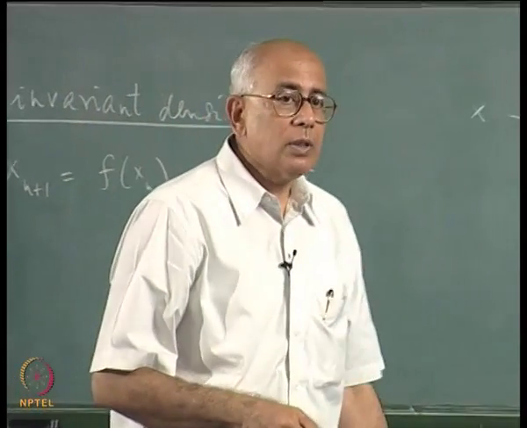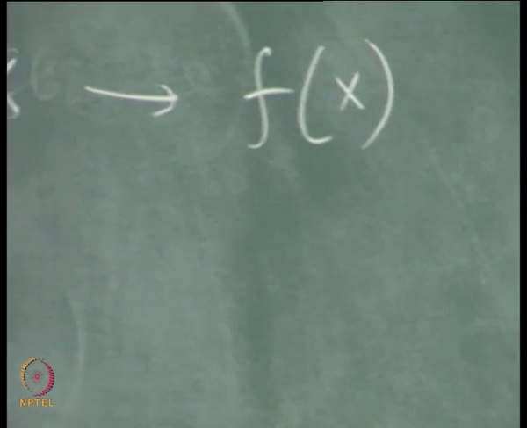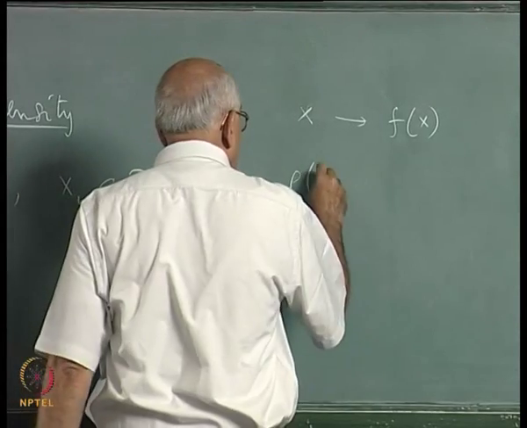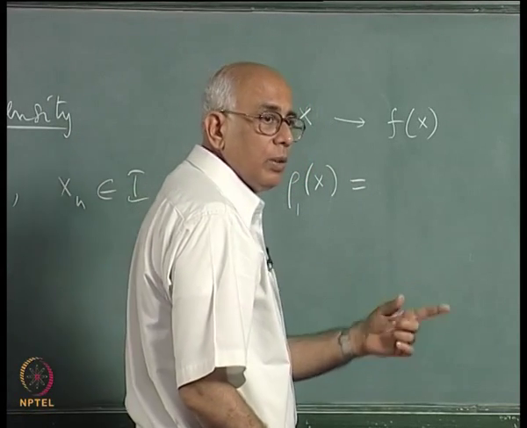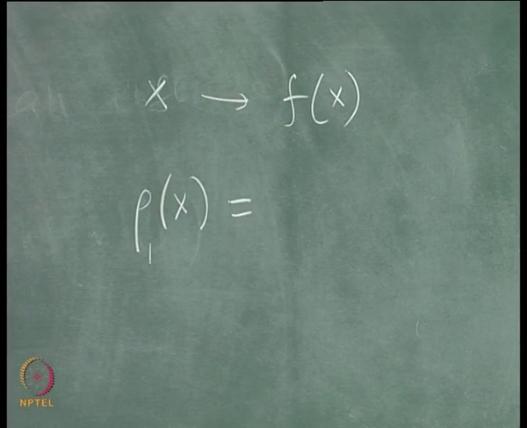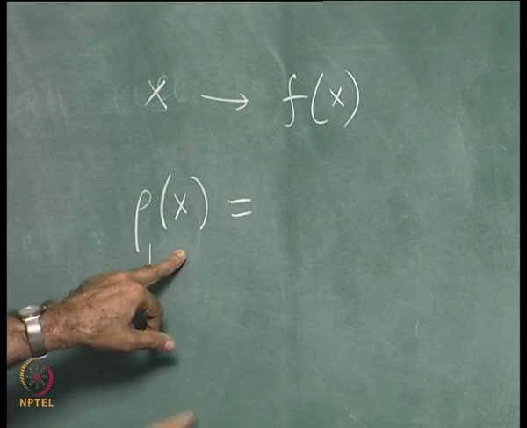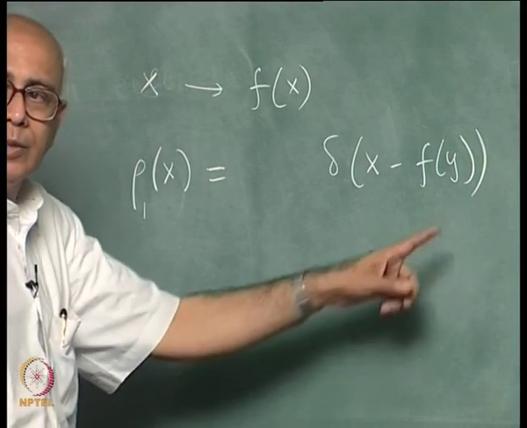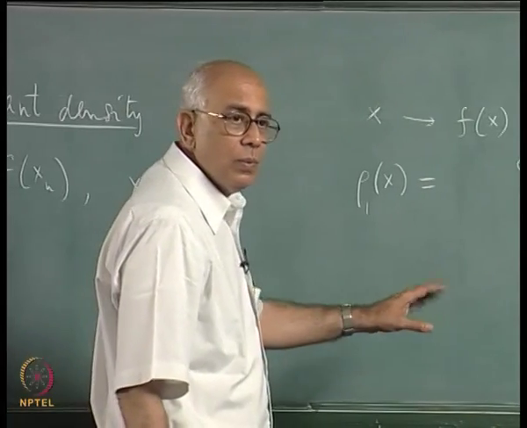Therefore, if I start with some initial point y and I ask what is the density rho after one time step as a function of x, what is this equal to? Well, clearly if I start with a point y, it goes to a point f of y, and therefore rho 1 of x is a delta function of x minus f of y, if y is my starting point. So this is clearly true.